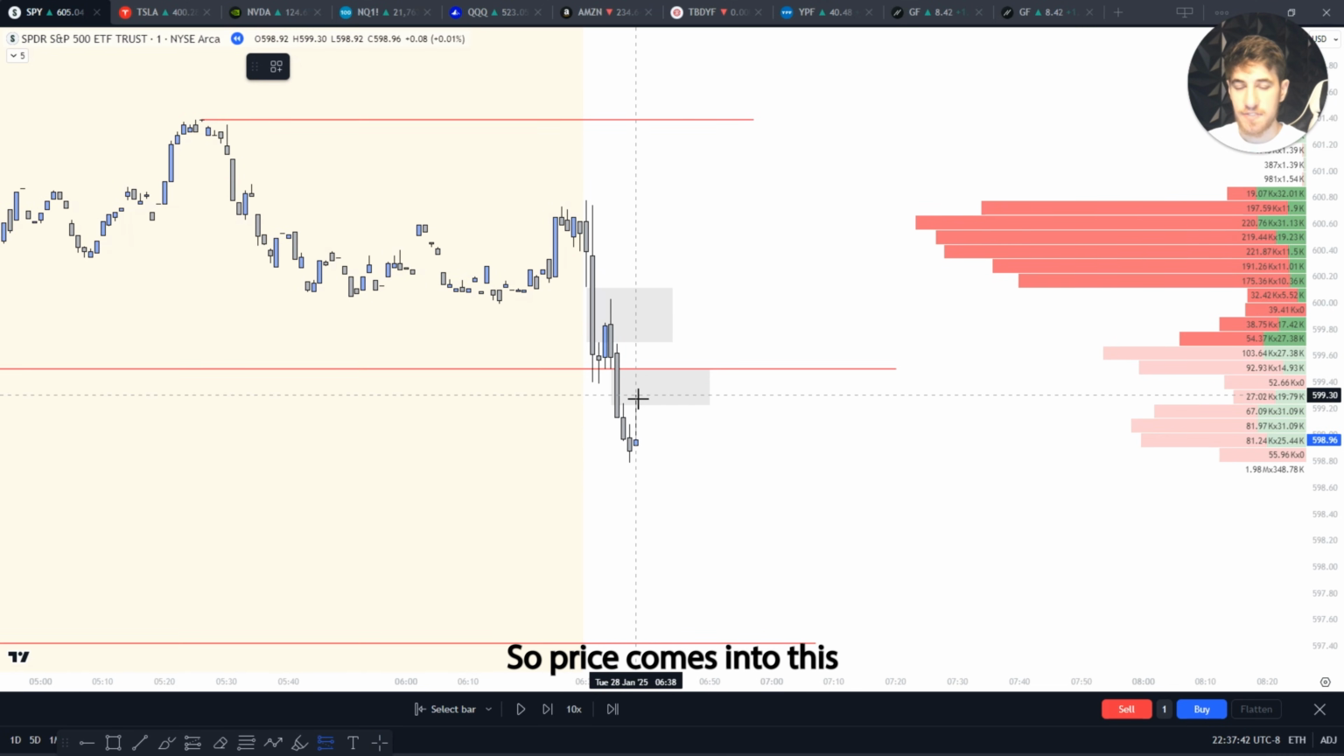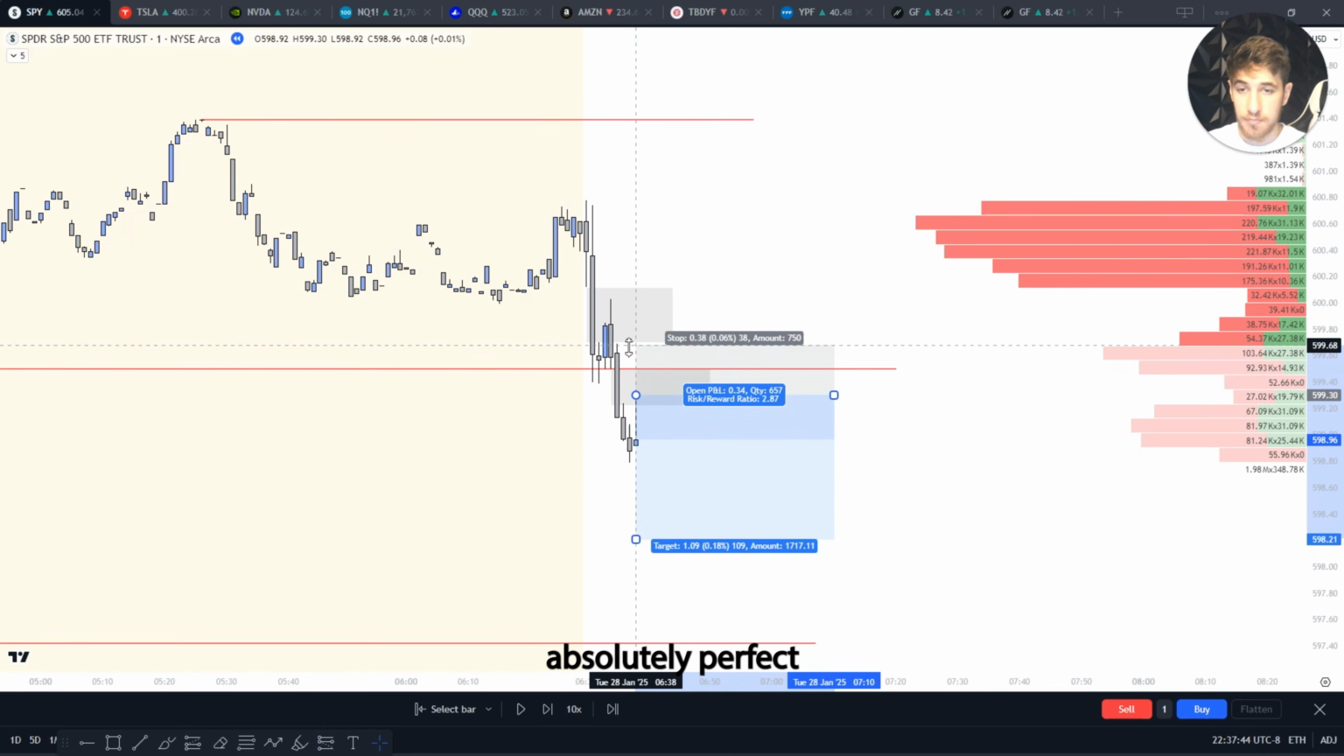So price comes into this fair value gap right here with an absolutely perfect reaction. As you guys can see, this candle has a very strong rejection, massive wick. That is exactly what we want to see.